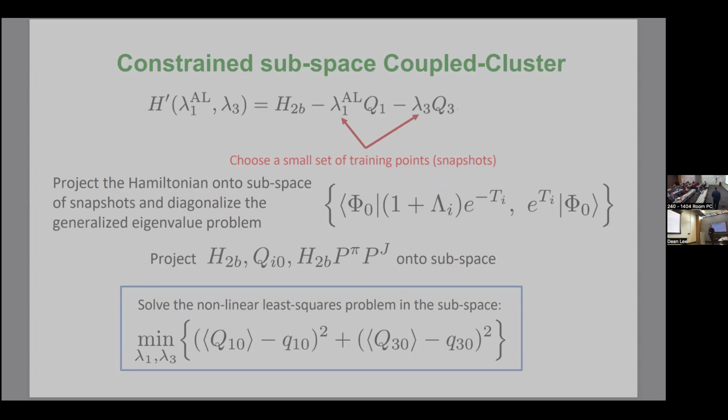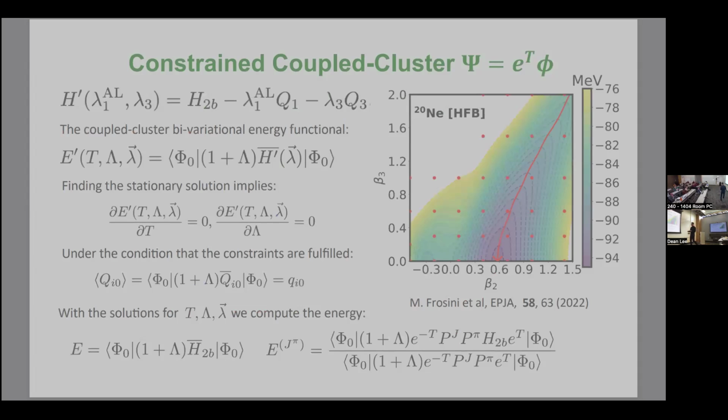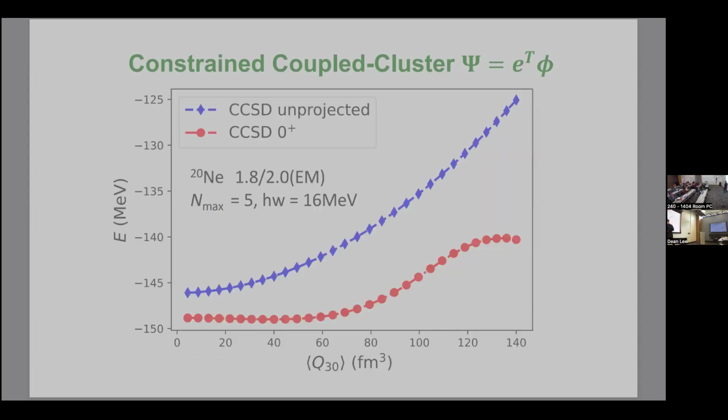So one might think then, of course, that we can apply here in this case as well the eigenvector continuation technique and subspace coupled cluster theory. So that's what we did. We chose a set of lambda 1 and lambda 3 for which the first few points here are the training points.